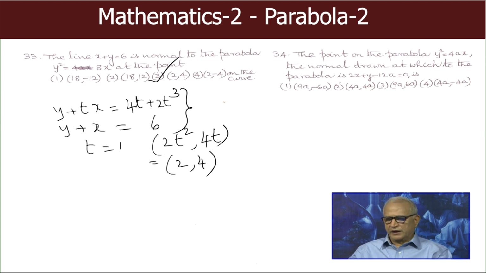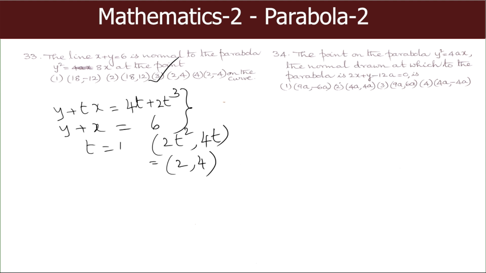Okay. 34. The point on the parabola y square equal to 4ax, the normal drawn at which to the parabola is the line 2x plus y minus 12a equal to 0. Well, this is more or less identical to the previous question, except that there is a slight change in the equation of the parabola. Instead of 8x, it is 4ax, that is standard form.